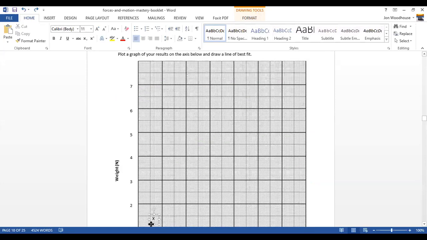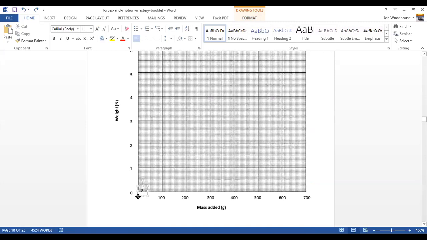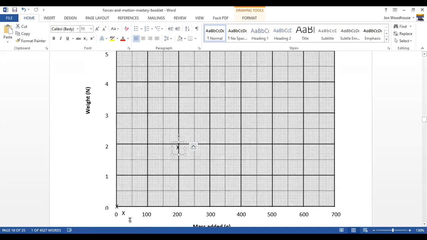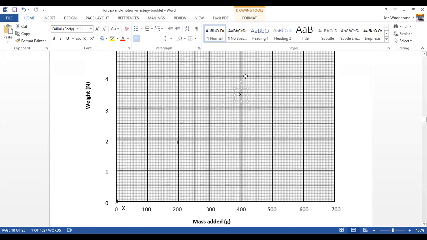There we go. So I'm going to place that there on 0, 0. And then I'm going to find my other points. Copy, paste, paste. So 1.96 when we had 200, we had 1.96, so there's 1.5, 1.6, 1.96 there. And then I have 3.92, so that was for 400, 3.92. Now, I'll leave you to carry on with that.